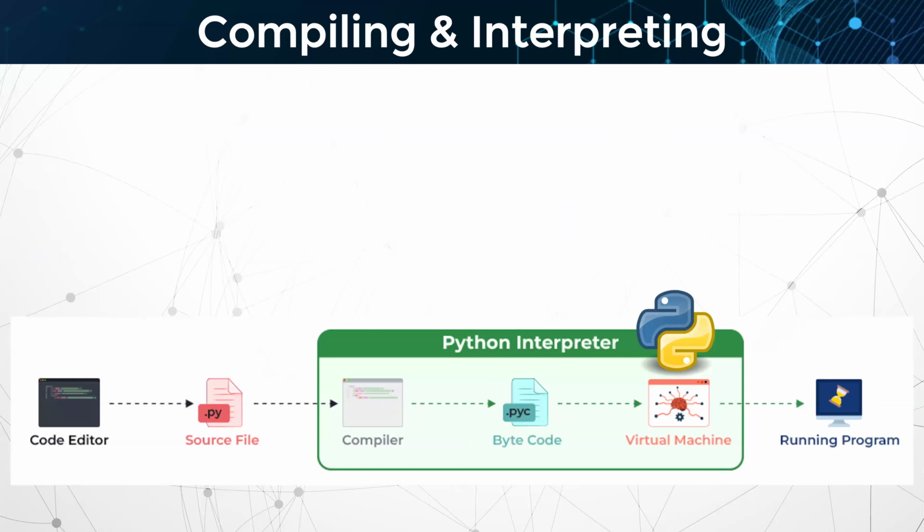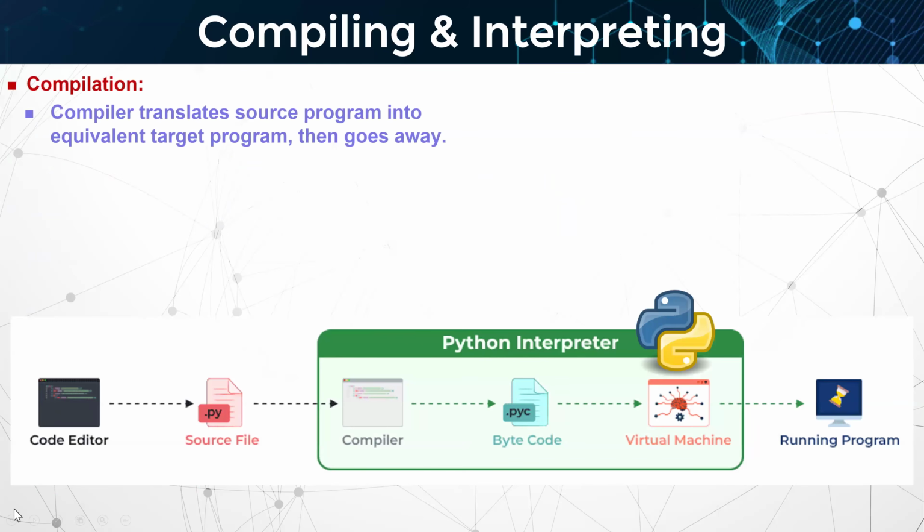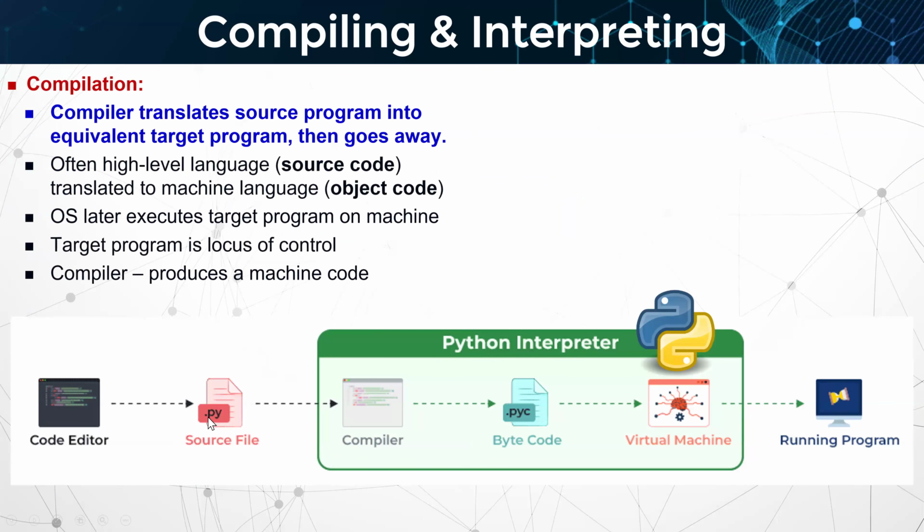So the process is we have a code editor. We convert to source code .py, and then the Python interpreter will act as a compiler to convert it into bytecode, and using a virtual machine, we can run this code directly. So this is compilation against interpretation.